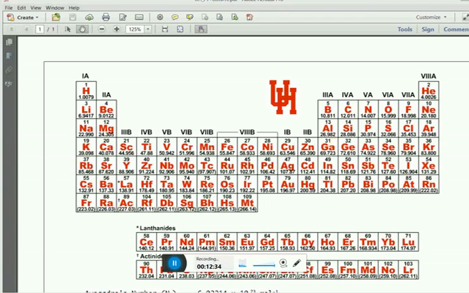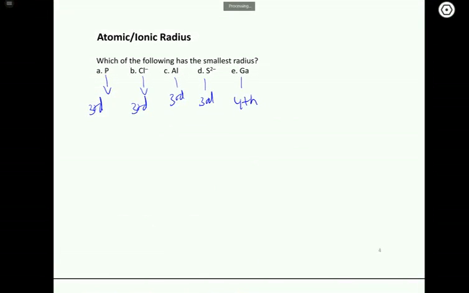When you're going to a completely different subshell with a higher value of n, that's typically going to have a huge effect on the radius. So if we're looking for the smallest radius, we would expect gallium not to be the case because it's in the fourth row of the periodic table. Typically speaking, when you're looking for radius trends, the ones that are going to be closest to each other are those that are in the same row. If you drop down a whole row, you're going to have a very large jump in radius. But now we have to decide between all of these.